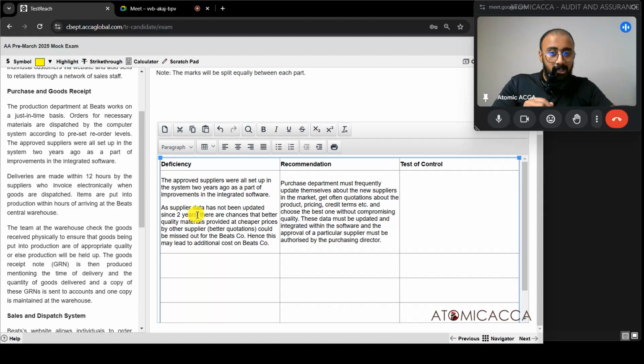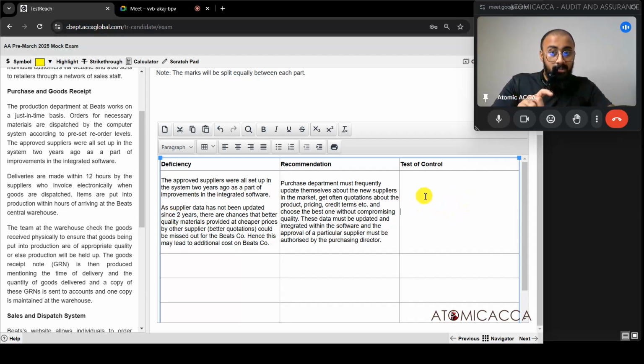If in case you're just telling that here the problem was it's not been updated since 2 years, and in the recommendation you're telling it should not be done 2 years, rather it should be done annually. If you just write a flip point, you'll not get marks. You always have to push your information little more and give more recommendation. So this is how you have to frame your recommendation part.